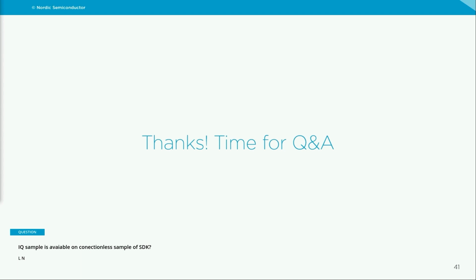Okay, next question. What's the accuracy of the azimuth and the elevation? This one depends on the antenna array. If the antenna is larger, it is usually easier to get a good accuracy. With the antenna array that we used in the presentation, we see around 5 to 10 degrees of accuracy.